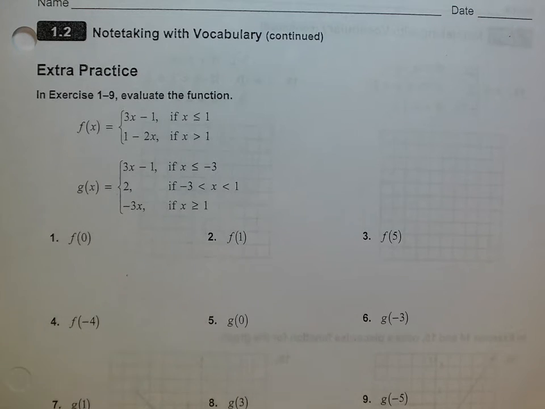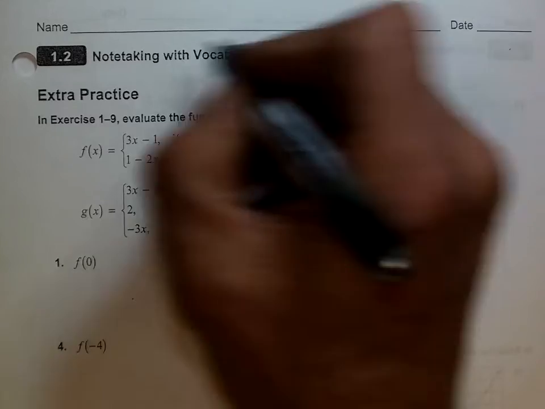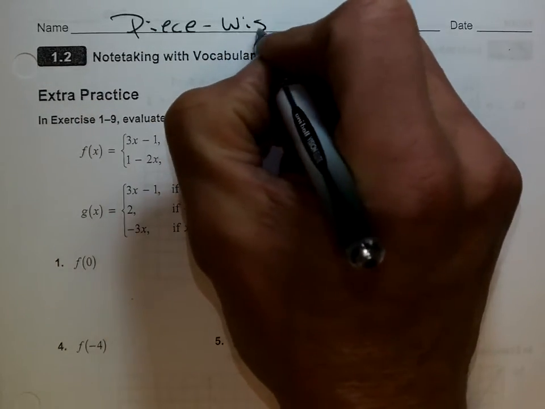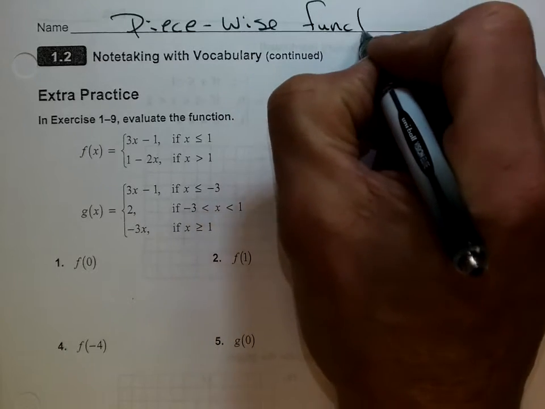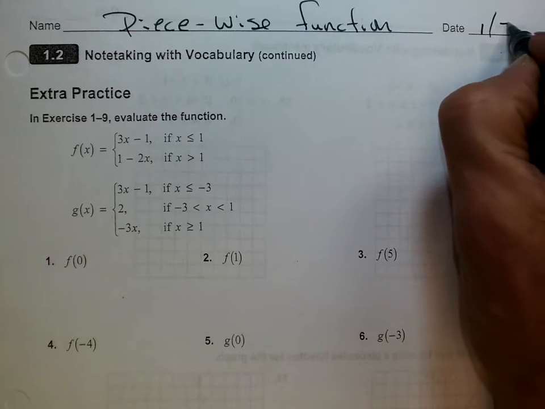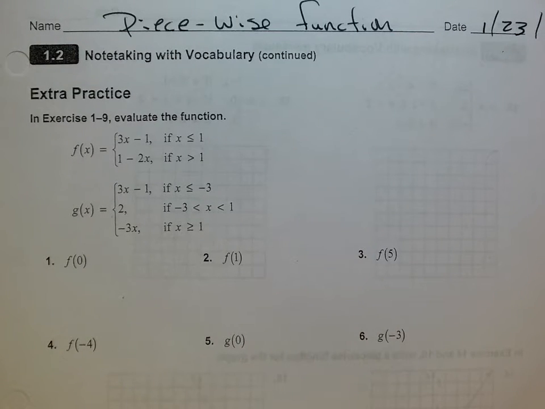All right, today, piecewise functions. Today's date is 1/23/18. So piecewise, even the name says we're piecing together different graphs to make one graph. That's what we're piecing them together to make one graph, okay?